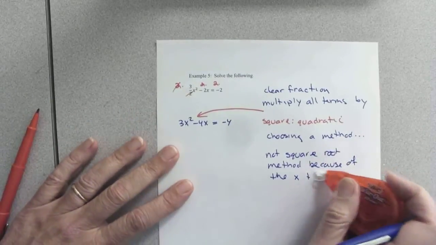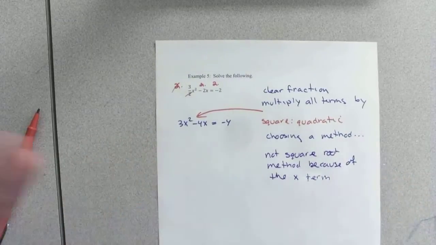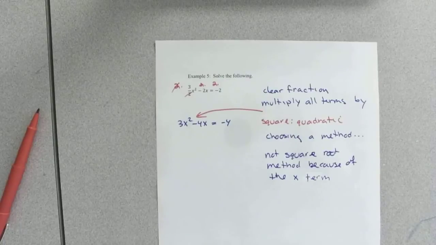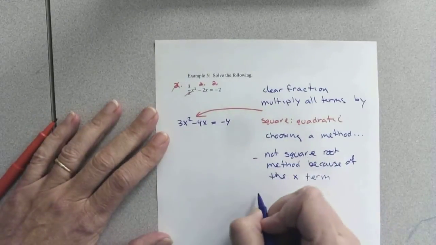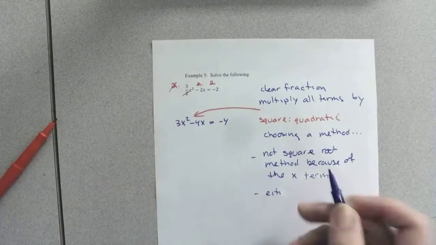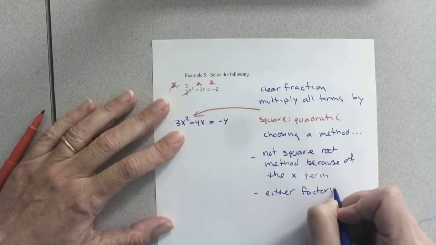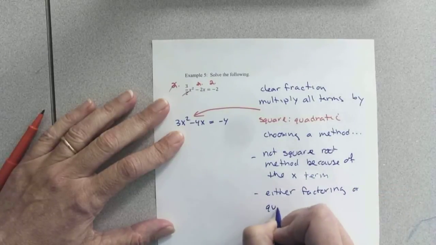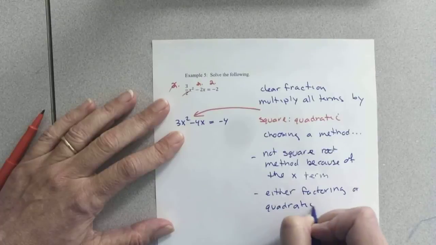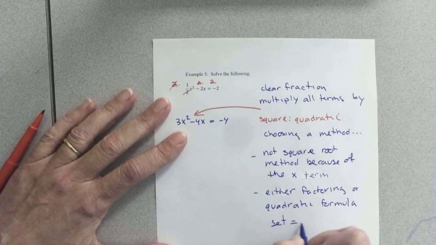Both times we did the square root method, we said, oh gee, the square root method is going to be good because I just have a square and numbers. That's not what I have here, just a square and numbers. So it's not going to be the square root method. So it will be either factoring or the quadratic formula. Both of those I have to set equal to 0.